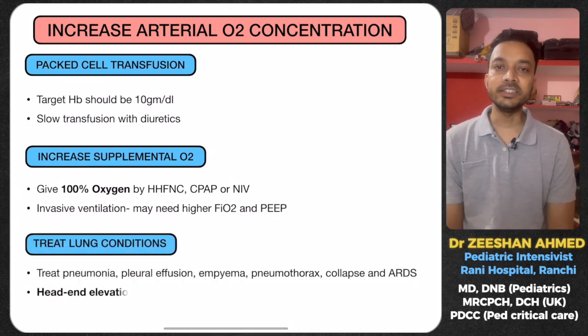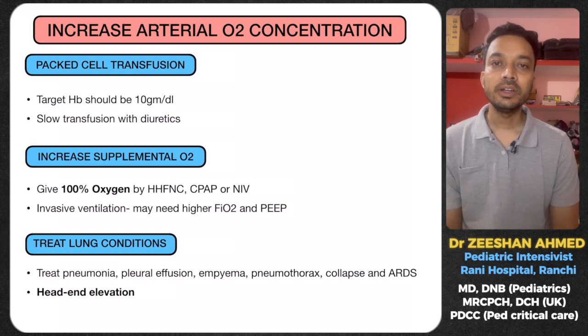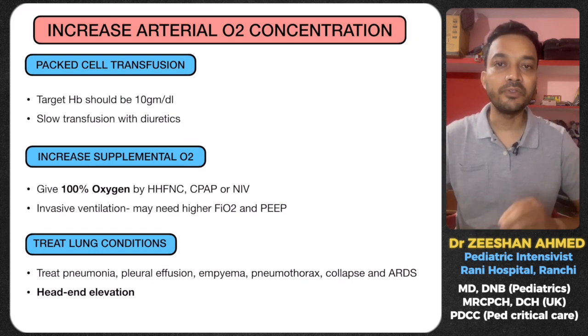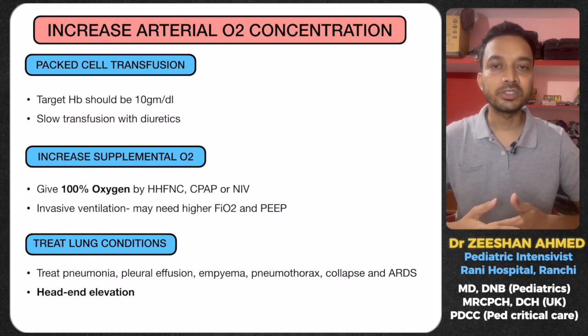And in addition to this, we should also treat the lung conditions if present, like pneumonia, ARDS, empyema, pneumothorax, collapse, consolidation, etc. Because if the lungs are not functioning well, the oxygen will not be transported to the blood. So it will lead to a decrease in the arterial oxygen concentration.